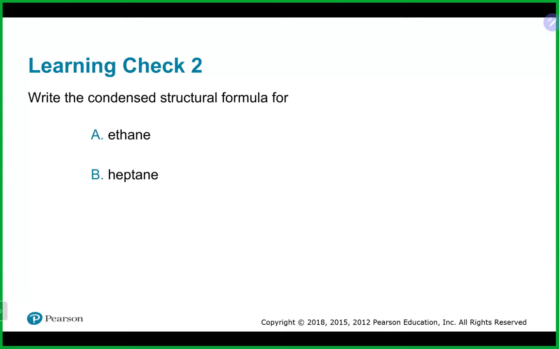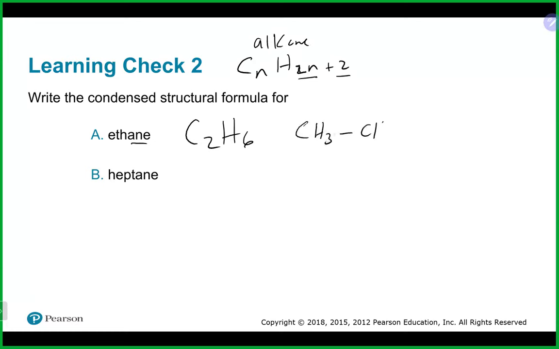So ethane is our two carbons. The "a" means that it is an alkane, and that means I know it has this general formula. And I know that it should have 2 carbons. Again, 2 times 2 is 4, plus 2, which means it should have 6 hydrogens. We're looking for the condensed formula here, so that's going to look something like this.